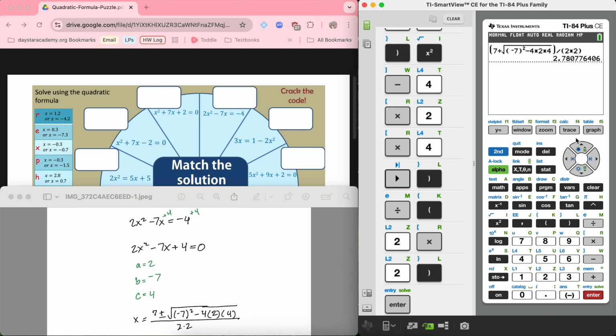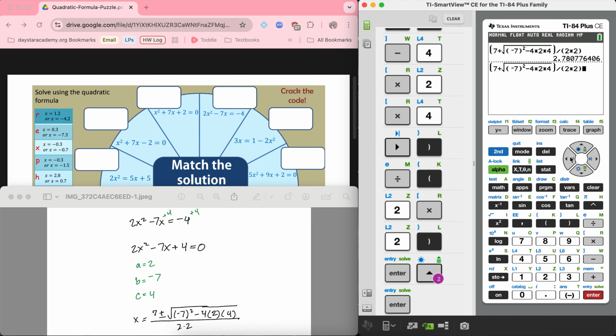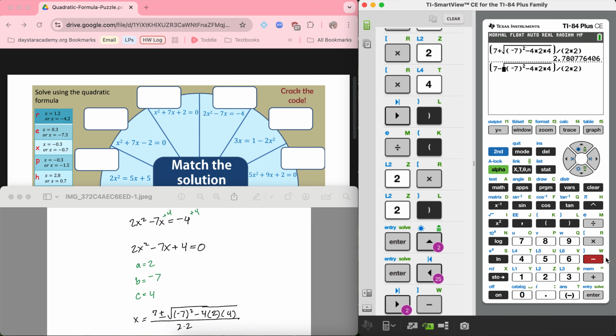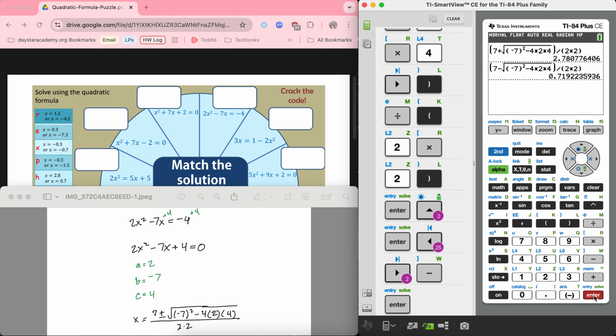As our answer. The next thing we want to do is find 7 minus the square root of all that. Instead of having to retype it all, let's just arrow up, highlight the expression that we want, and hit enter. Now it's in an editable form, and we can just arrow back to that plus and switch it to a minus. From here, you should just be able to hit enter, and we get the second answer. You can see that second answer was 0.7 rounded to 1 decimal place. The first answer was 2.8 rounded to 1 decimal place.